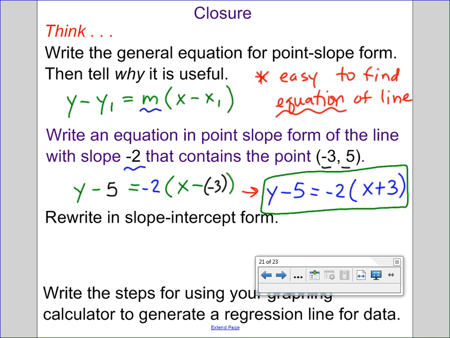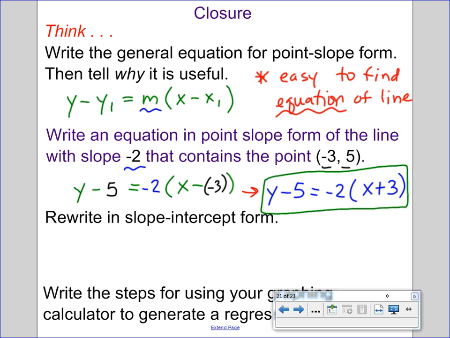Now let's rewrite in slope-intercept form so we can compare it. To do that, we'll solve for y. So y minus 5 equals negative 2x, distributing through the parentheses. Negative 2 times positive 3 is minus 6. Therefore, y equals negative 2x, and negative 6 plus 5 is simply negative 1. So y equals negative 2x minus 1 would be my slope-intercept form.